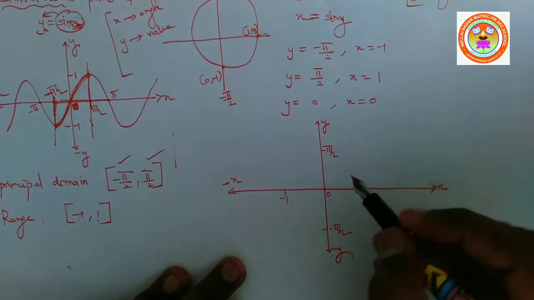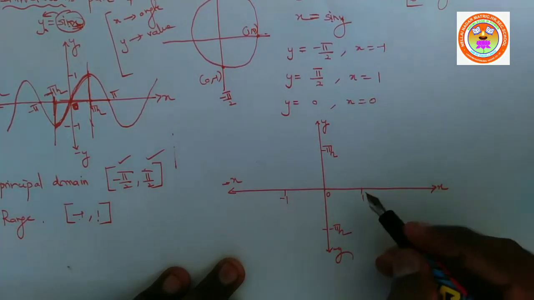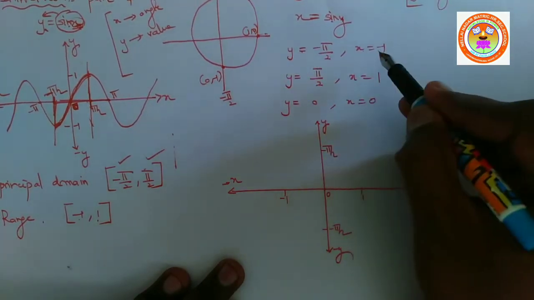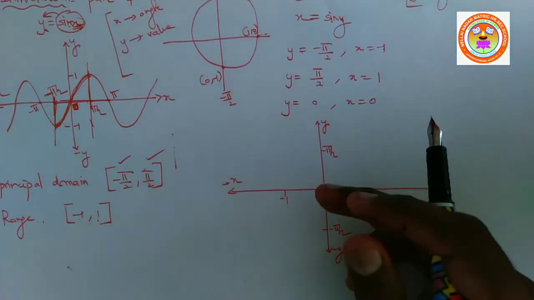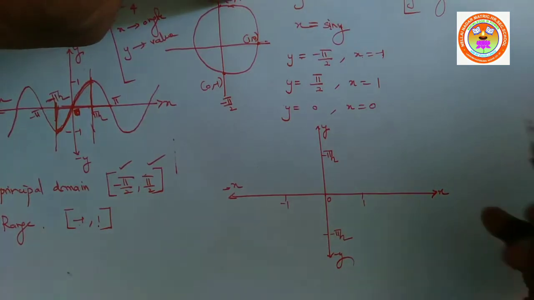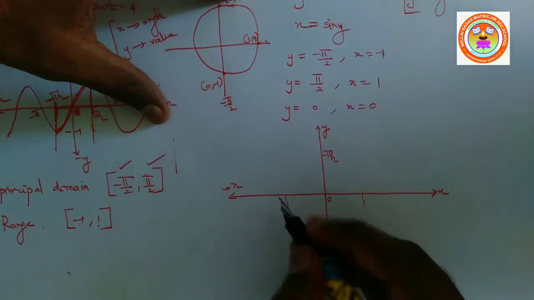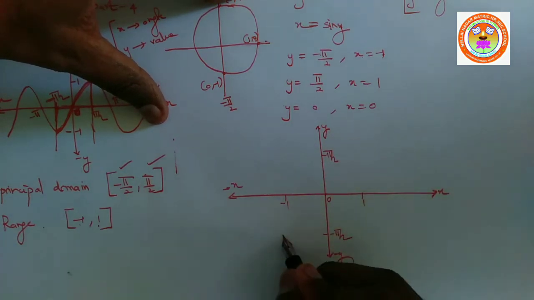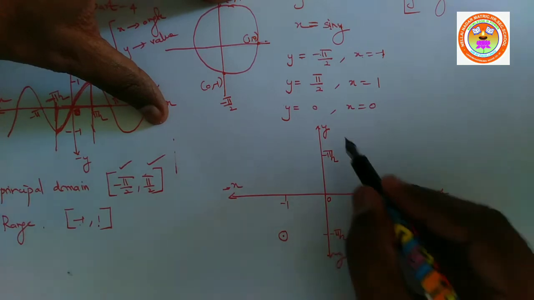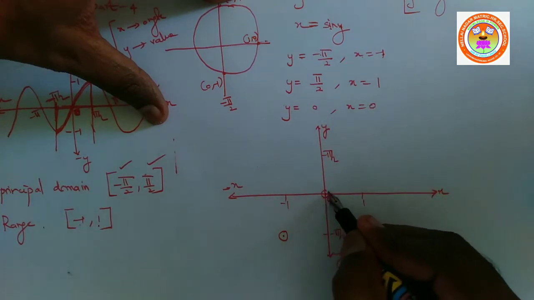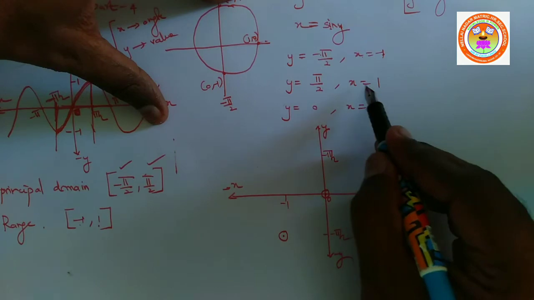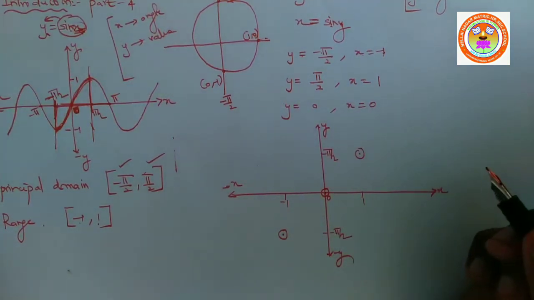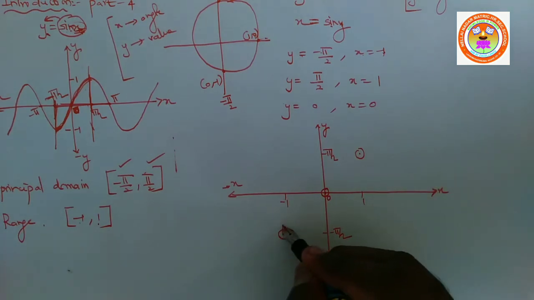How will the diagram be? See here, the first point: minus x comma y, so minus 1 comma minus pi by 2. Minus 1, this is plus pi by 2, this is minus pi by 2. Minus 1 comma minus pi by 2 is one point. Next, 0 comma 0 is the second point. Then 1 comma pi by 2, because x comma y, 1 comma pi by 2. Now we need to join these points. We need to join them like this.